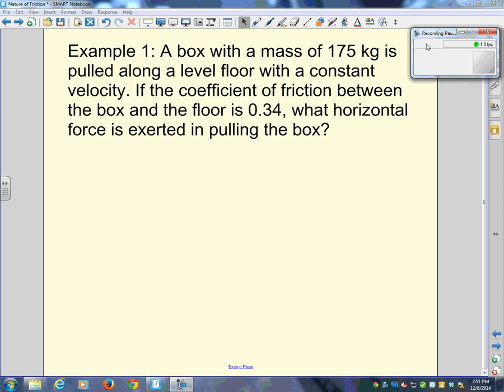Okay, you should have a double-sided sheet with examples on there so that you've got them, so you don't have to write them out. Let's jump right in here.